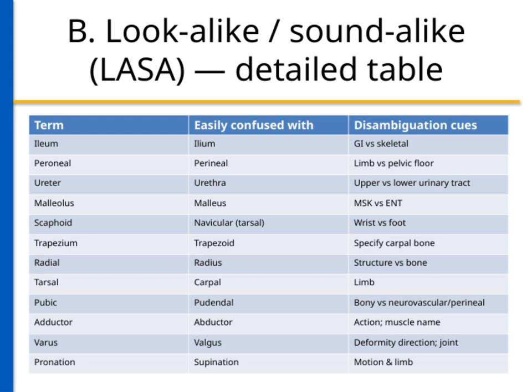Pronation versus supination. Both describe rotational movements of the forearm and limb. Pronation turns the palm down, supination turns it up. Motion and limb position are your clues here.